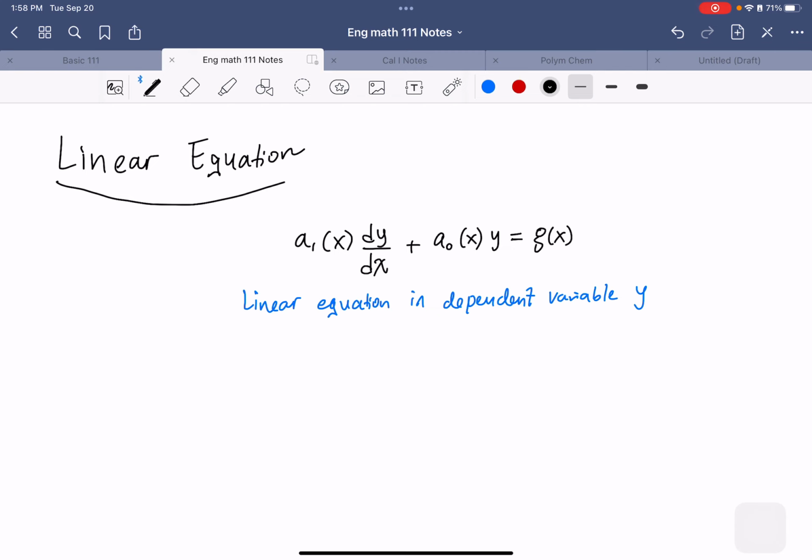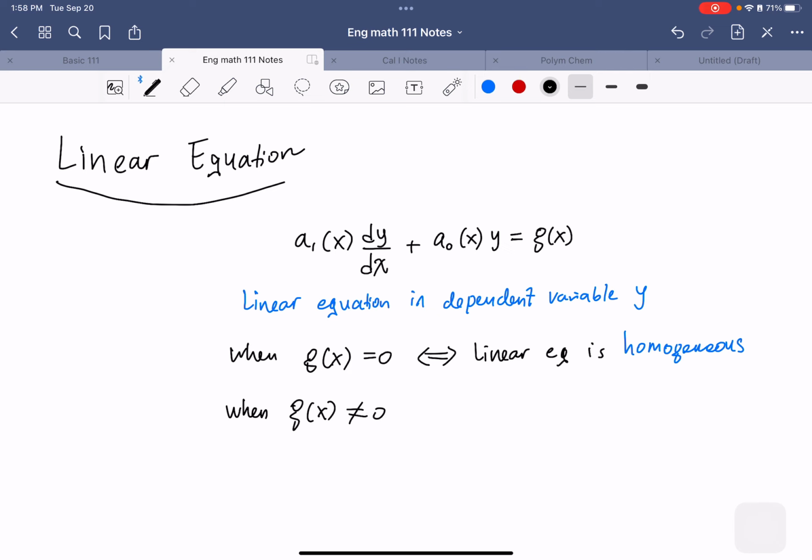Okay, some definitions. When g of x equals 0, the linear equation is what we call homogeneous. When g of x is not 0, it's not homogeneous. We will understand more about homogeneous and non-homogeneous later, but let's just say this is the definition for now.